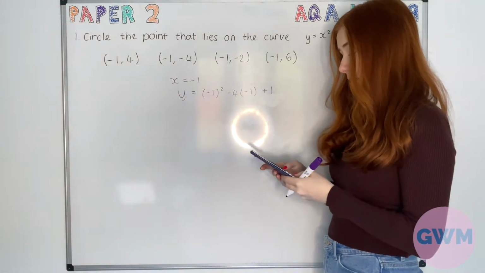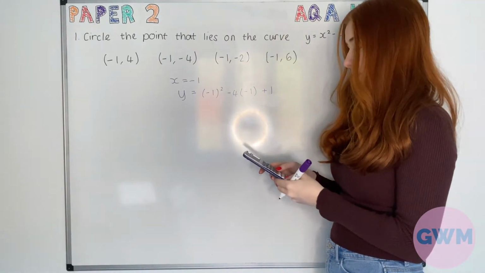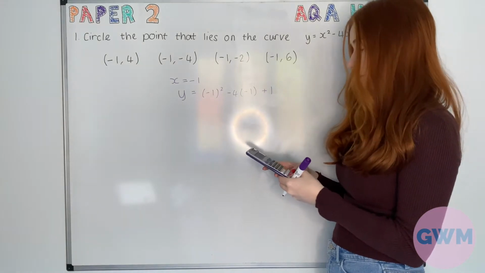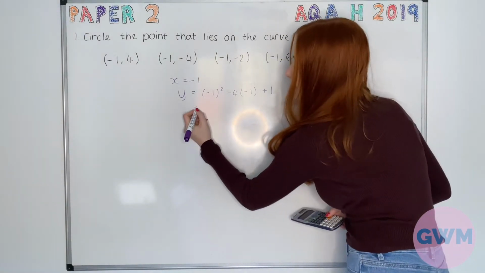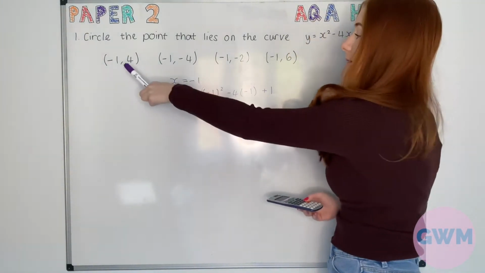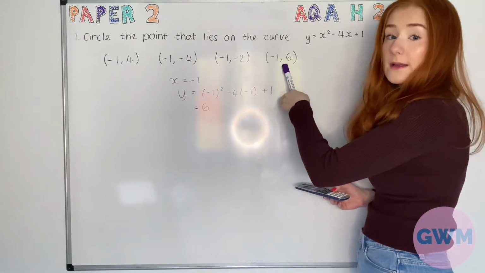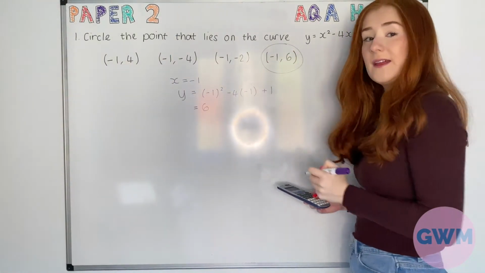So let's type that in. Minus 1 squared minus 4 times minus 1 plus 1 equals 6. Y must be 6. Let's look at our options. Y is 6 in this one. That's the answer.